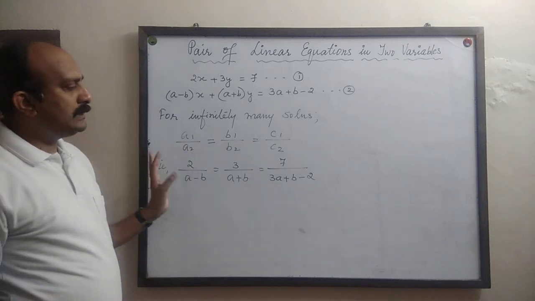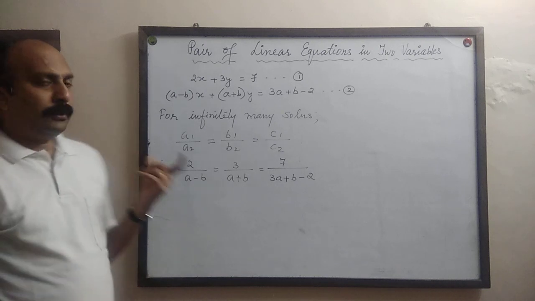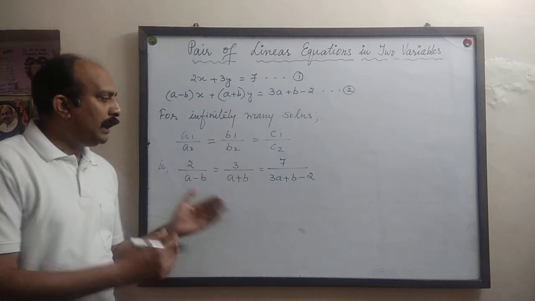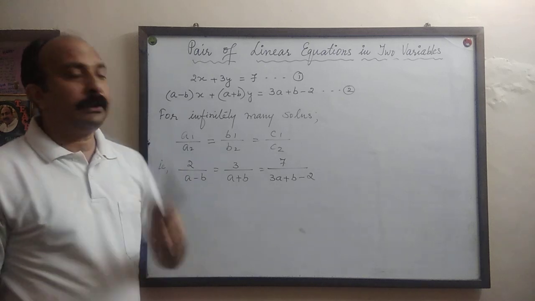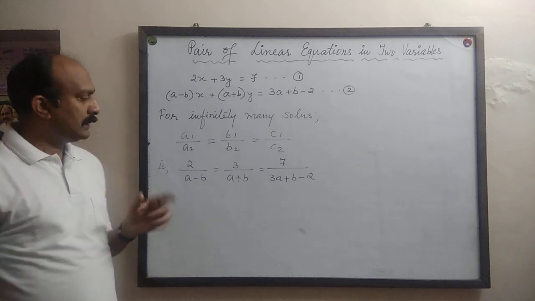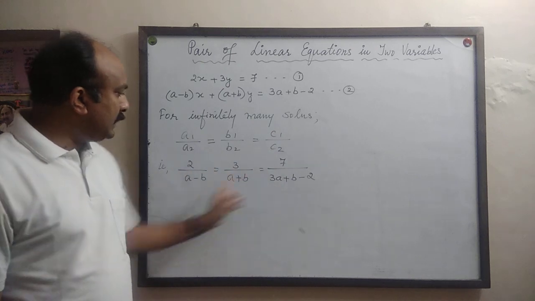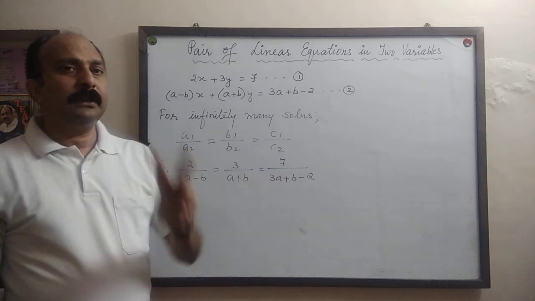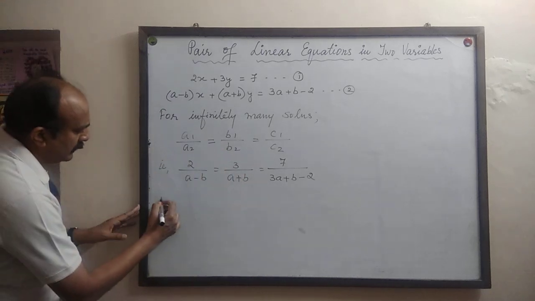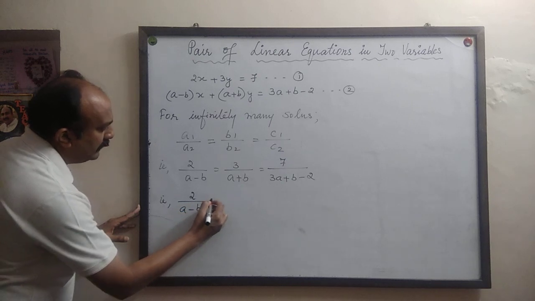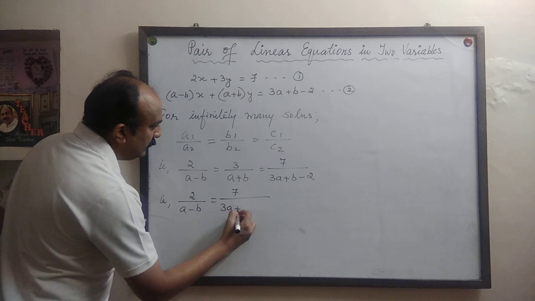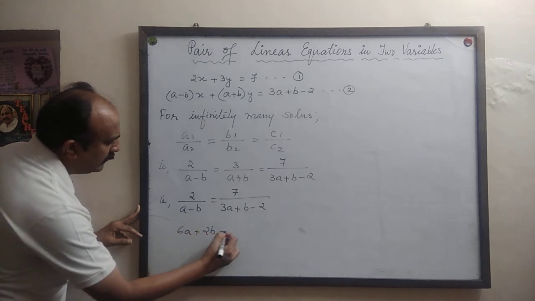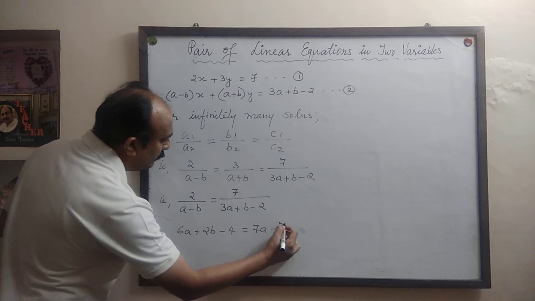So there are two variables all through. We know that in order to solve a two variable equation, we require two separate equations. So now we have to split it and make two separate linear equations in a and b. How can we do it? Taking the first one and the last one and cross multiplying, we will get equation number 1. Taking the second one and the third one and cross multiply, we will get equation number 2. So taking first and third, that is 2 upon a minus b is equal to 7 upon 3a plus b minus 2, and cross multiply. 2 into 3a, 6a plus 2b minus 4 equal to 7a minus 7b.